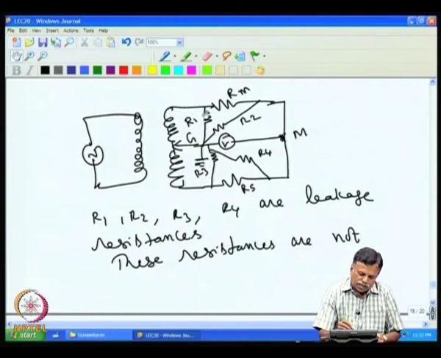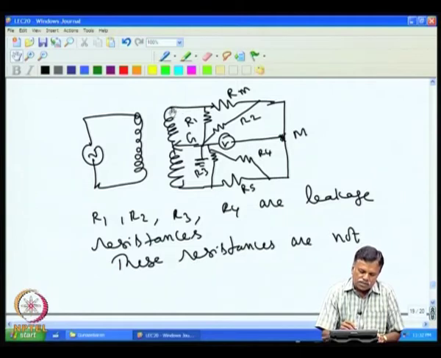Now, if you look at R1 and R3, this is a transformer, and the impedance of this transformer is very low. If we take it as a voltage source, the output impedance of this transformer is very low. So the leakage resistances R1 and R3 are merely loading the transformer secondaries. These currents are not actually flowing through this.